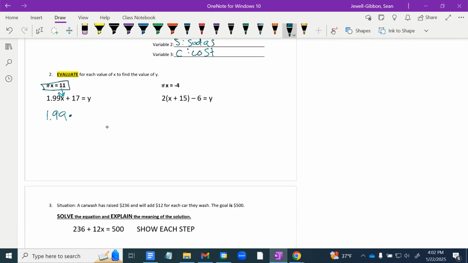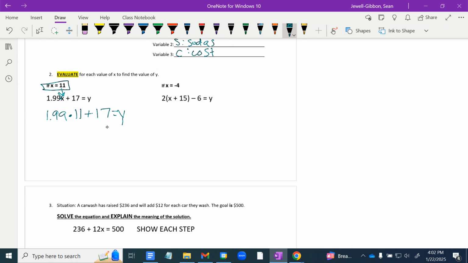All right, so as always, whenever there's a number squished right up against a letter, there's an invisible multiplication sign in between there. All right, just writing this whole thing out here. Right, 1.99 times 11 plus 17 equals y. We are going to kind of cruise through this here, since you can do this on your Desmos calculator if you were to do this on a test.